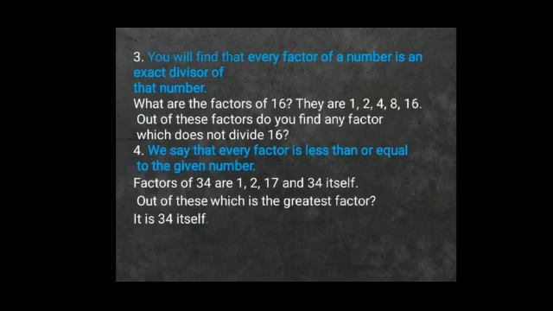In fact number 4, what are the factors of 34? They are 1, 2, 17, 34 itself. Out of these, which is the greatest factor? Of course, 34 itself. The other factors 1, 2 and 17 are less than 34. Yes, so we can say that every factor is either less than or equal to the given number.